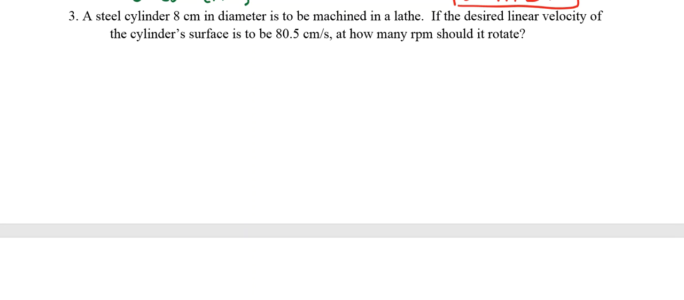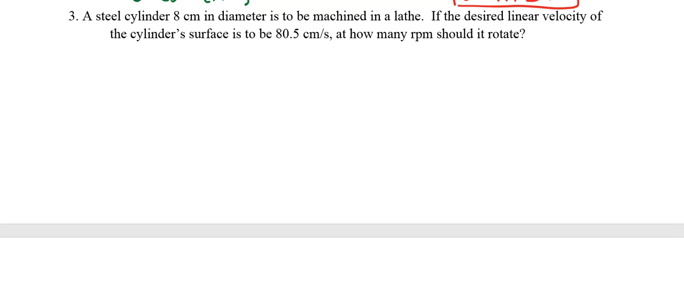In this one we have a steel cylinder 8 centimeters in diameter, and it's to be machined in a lathe. If the desired linear velocity of the cylinder surface is to be 80.5 centimeters per second, at how many RPM should it rotate? So the answer is in revolutions per minute.